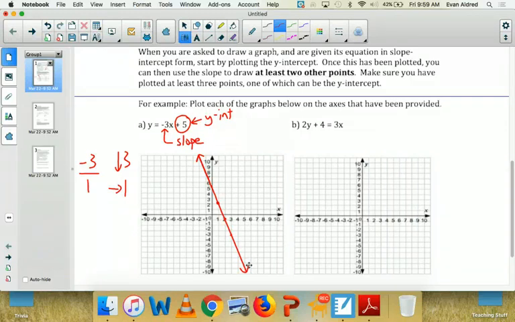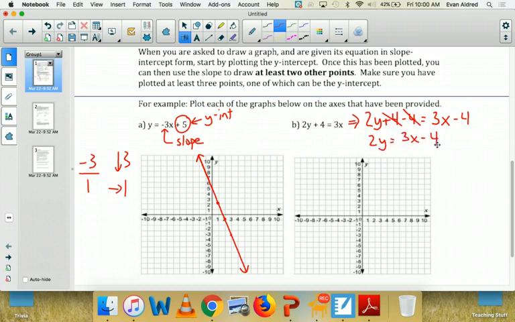Now when we look at b, it's a little bit more complicated. With b, it's not in the right form. We have a 4 on the same side as y. So we've got to get rid of that 4. Well, if we're adding 4, we're going to get rid of it by subtracting 4 from both sides. So that will leave us with 2y equals 3x minus 4, which is better.